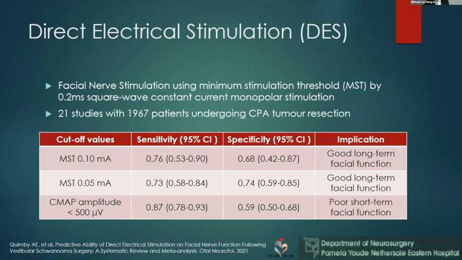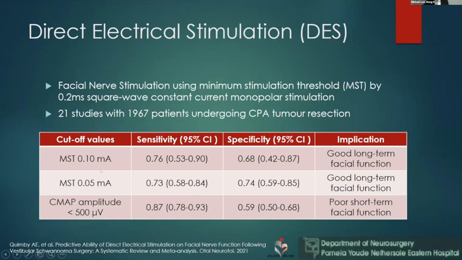So besides using the BAEP, we can also use direct electrical stimulation to help in your CP angle tumor resection. You can use facial nerve stimulation using this minimal stimulation threshold, 0.2 millisecond square wave, constant current, monopolar stimulation.